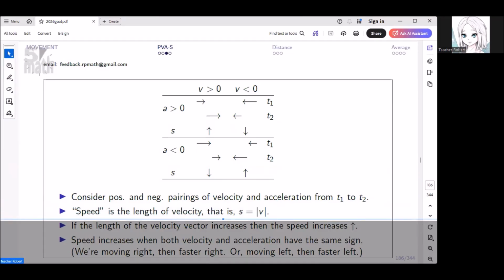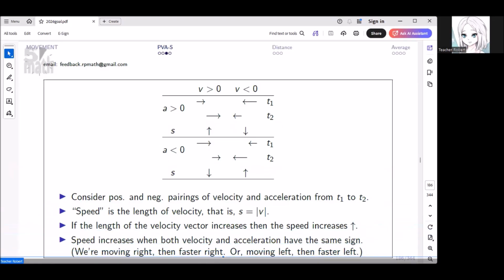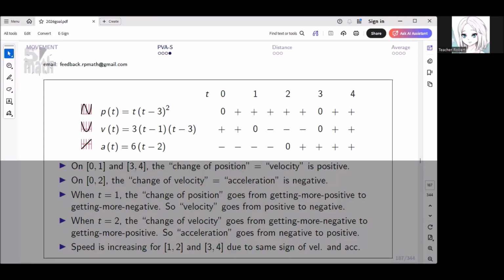Speed is the length of velocity, that is, s equals absolute value v. If the length of the velocity vector increases, then the speed increases. Speed increases when both velocity and acceleration have the same sign. We're moving right, then faster right, or moving left, then faster left. P of t, v of t, a of t.